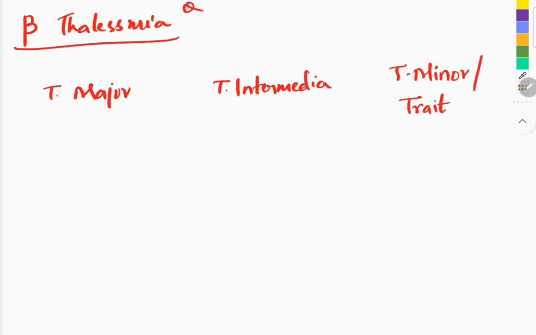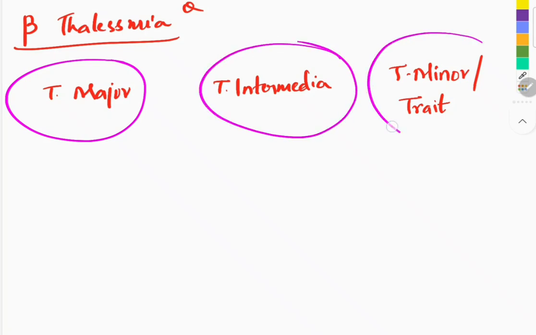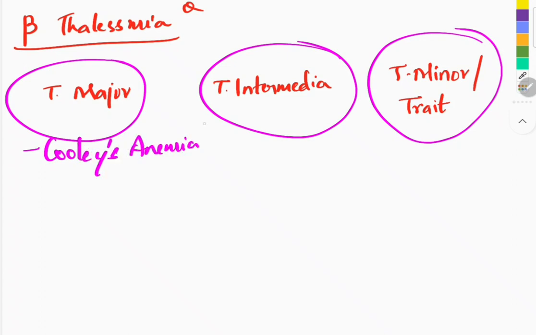Now tell me, guys, this beta thalassemia is of three types. What are they? It is thalassemia major, then thalassemia intermedia, then thalassemia minor or the thalassemia trait. What are the other names of thalassemia major? It's called Cooley's anemia. They'll ask you in the question, what is the other name of thalassemia major? It is Cooley's anemia. The other name is transfusion dependent anemia, because I'll tell you in detail. People who have thalassemia major need frequent transfusions. So it is transfusion dependent.